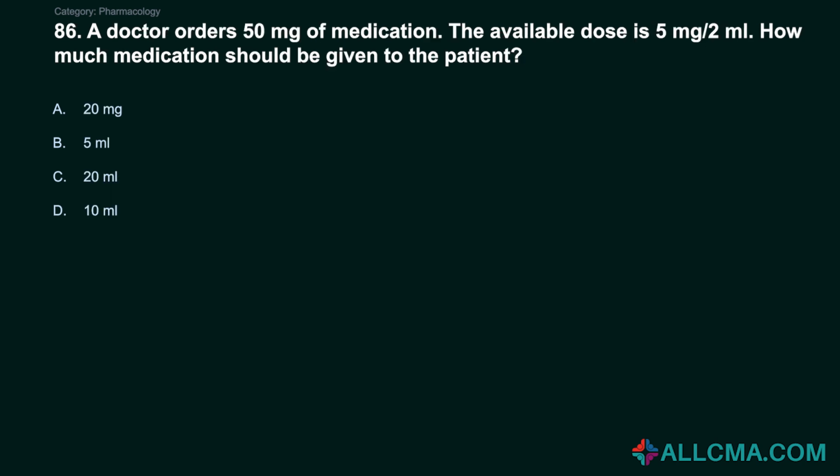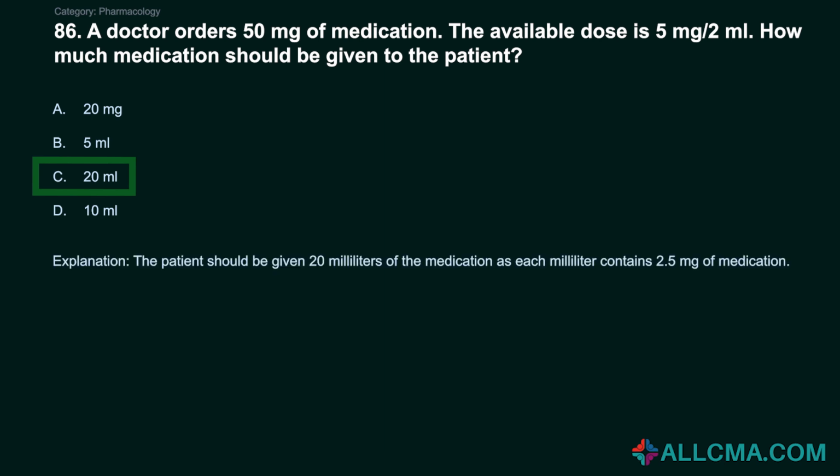86. A doctor orders 50 mg of medication. The available dose is 5 mg per 2 ml. How much medication should be given to the patient? A. 20 mg. B. 5 ml. C. 20 ml. D. 10 ml. Correct answer: C. 20 ml. The patient should be given 20 ml of the medication as each milliliter contains 2.5 mg of medication.